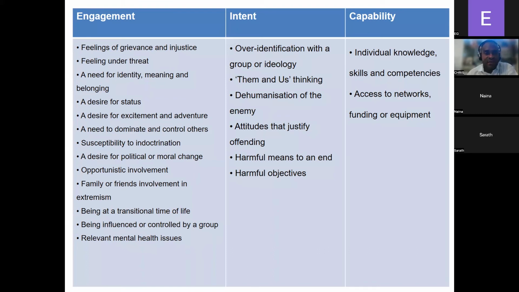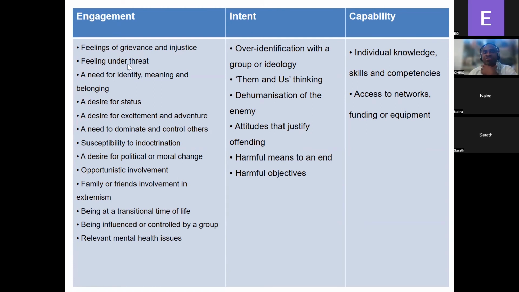So these are some of the things that get people lured into terrorism and terrorist activities. So the engagement, then the intent, and then the capability. These are some of the engagement factors, the things that trigger the influence. So when people have feelings of grievance and injustice, they have a grievance to settle. They think that they have been treated unfairly, and they think that they need to hit back. Okay, so that's one of them.